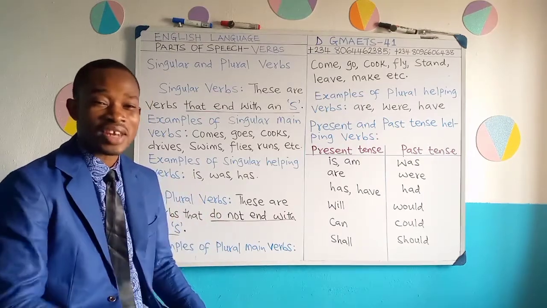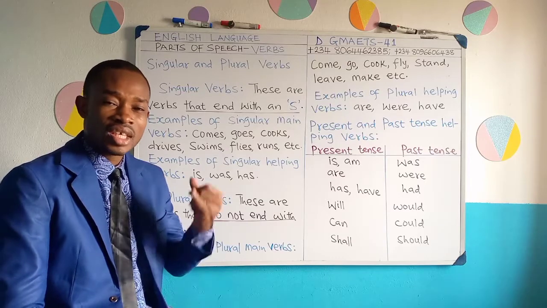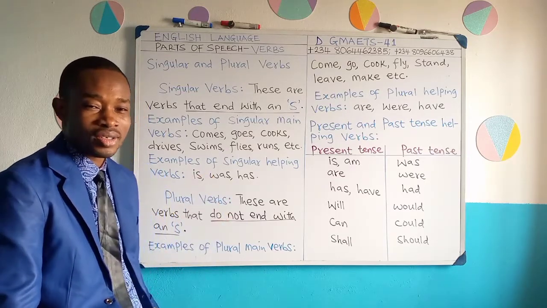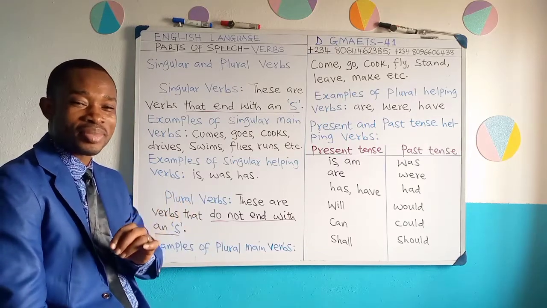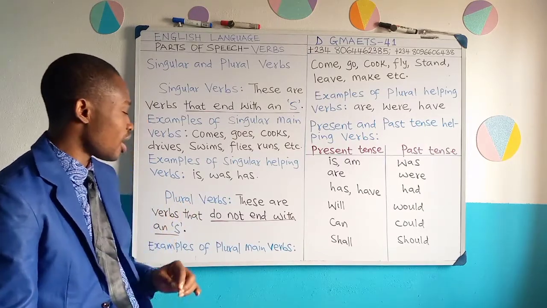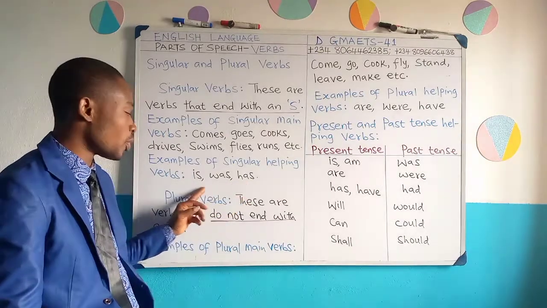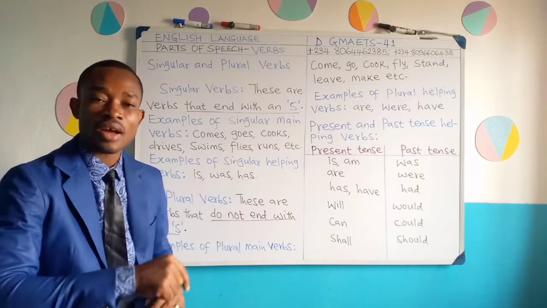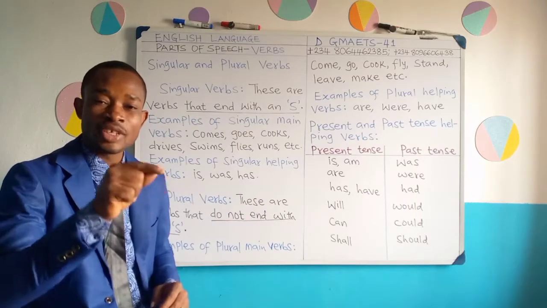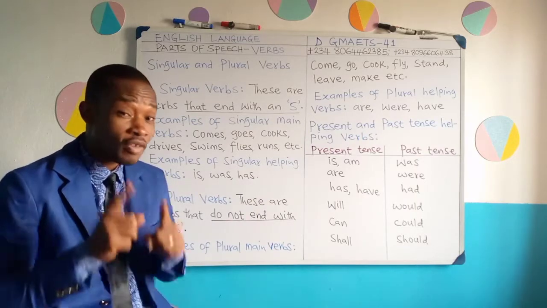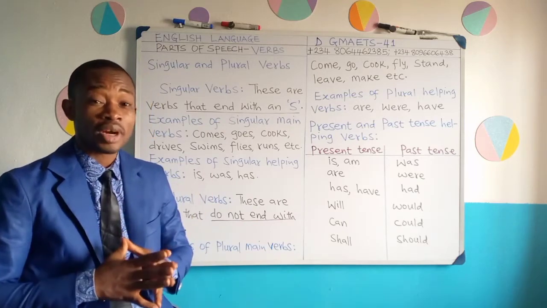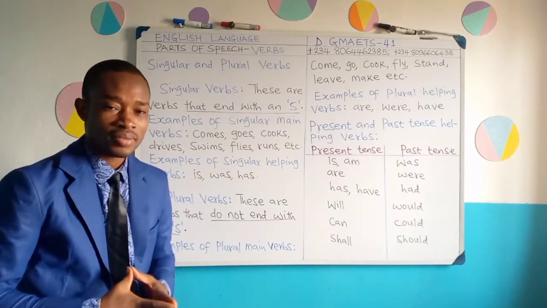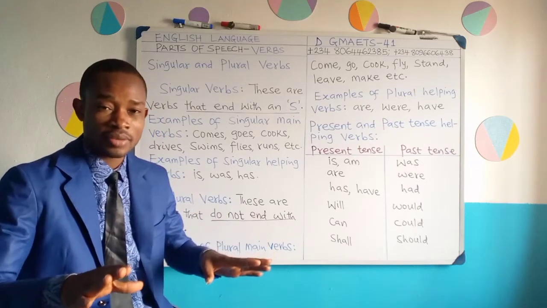What about examples of singular helping verbs? That is singular auxiliary verbs. Is a singular auxiliary verb. Was is a singular auxiliary verb. Has is a singular auxiliary verb. You can see them on the board here. Once again, these are singular verbs because they end with what? An S. So don't forget, a singular verb is a verb that takes S at the end. So that's how we identify them, okay?